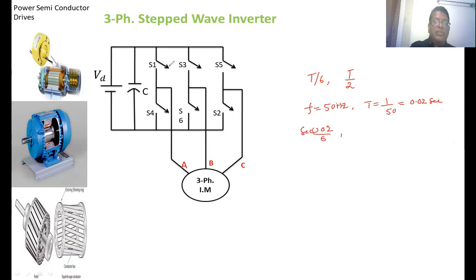Next, once the device is on, it has to conduct for this much time, nothing but 0.02 divided by 2, which gives 0.01 seconds.